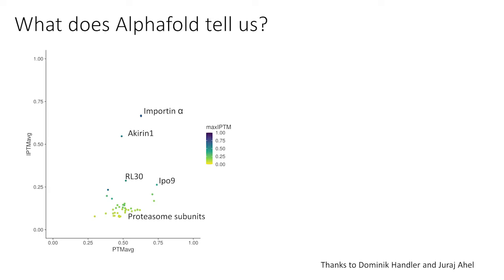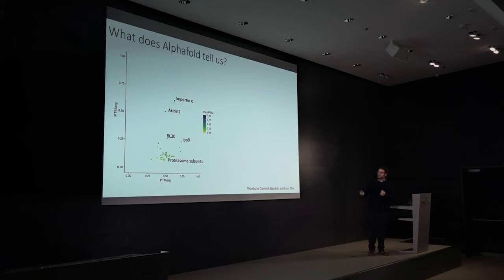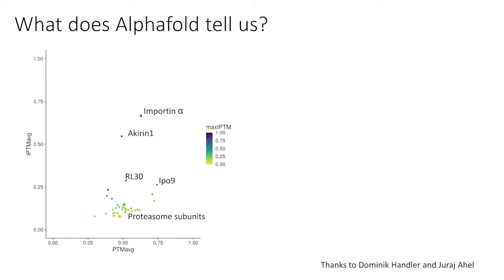Unfortunately, none of the proteasomal subunits are predicted to bind Acarine at all, even though we have the structure. But interestingly, there's a couple of other proteins that are very well predicted to bind Acarine and also the proteasome, which is, in first place, importin alpha. There's an ortholog, Acarine 1, that also can make dimers, and there's another importin called importin 9 that is essential for the transport.